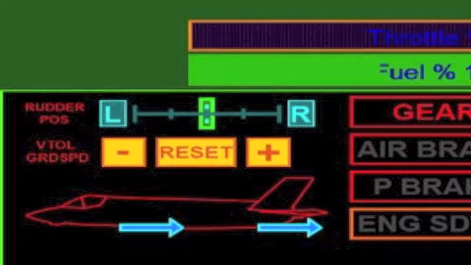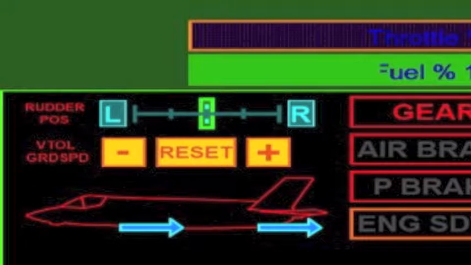Right below the rudder position indicator is the thrust control for when you are in VTOL, or vertical takeoff and landing mode. This instrument allows you to make minute changes to your thrust when you are in VTOL mode. Below that is an outline of your aircraft. The blue arrows denote the direction your aircraft's thrust is facing. Right now, it is in normal cruise mode.